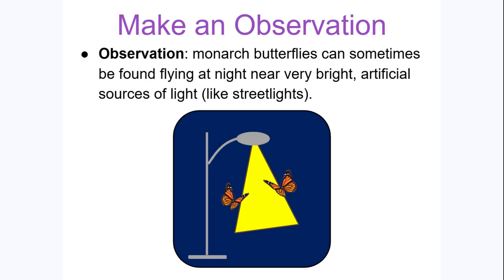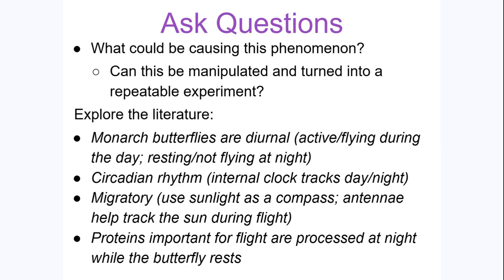So, how to make an observation. In this example, monarch butterflies can sometimes be found flying at night near very bright artificial sources of light, like streetlights. So, you're wandering around and you start to notice the monarch butterflies, which are in a migration pattern. You start to notice that, hey, they kind of start gathering around these streetlights. So then you might ask yourself, what's causing this phenomenon? Can this be manipulated and turned into a repeatable experiment?